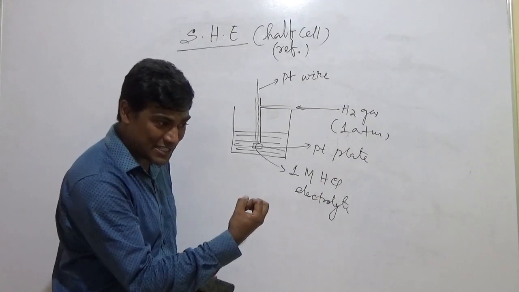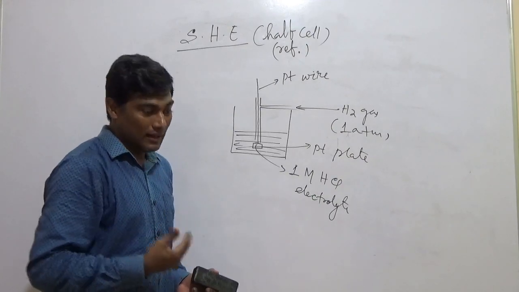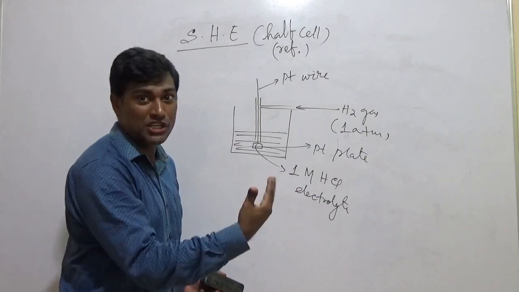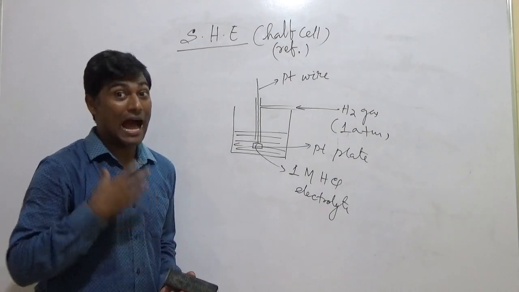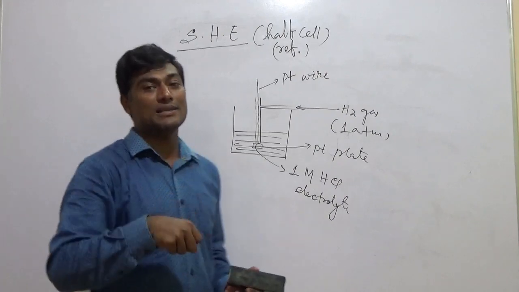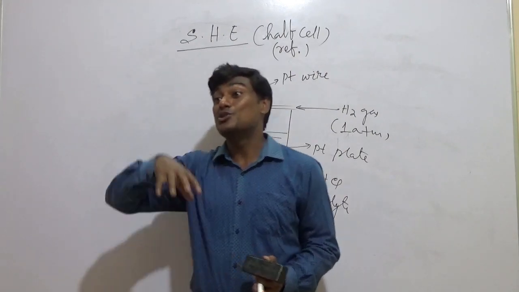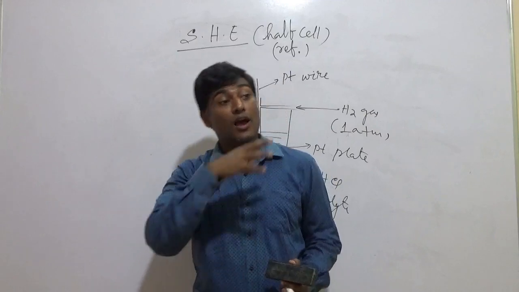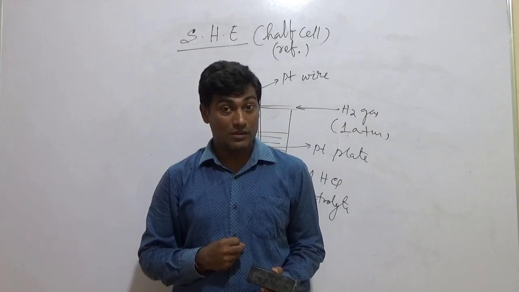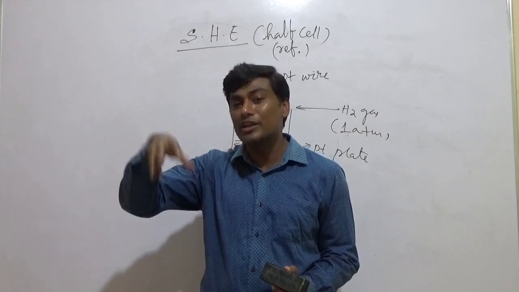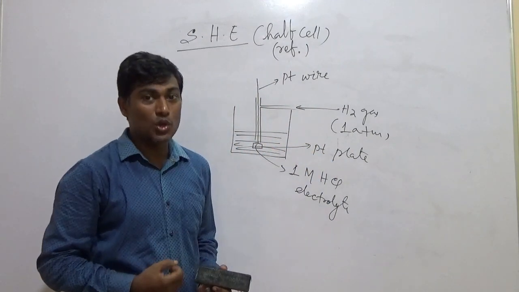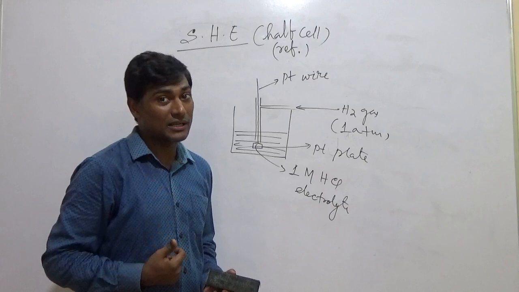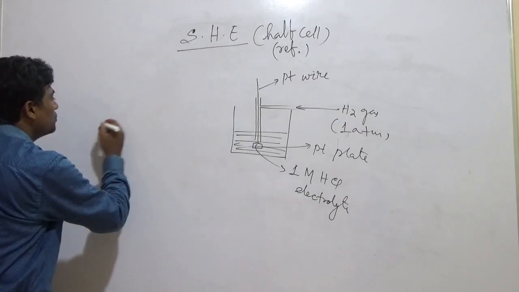Since it is a reference, now we can compare the electron producing or electron receiving capacity of an electrode. How? Let us first consider the electrode potential of zinc. Now we have to connect this zinc half cell to the standard hydrogen electrode to measure the electrode potential of zinc. So what should we do?